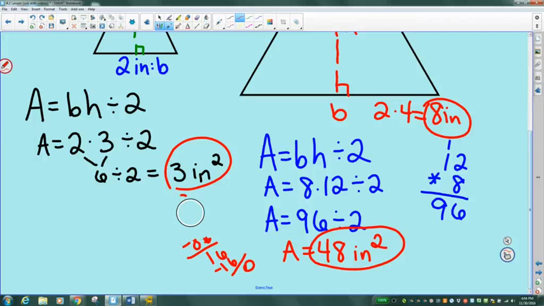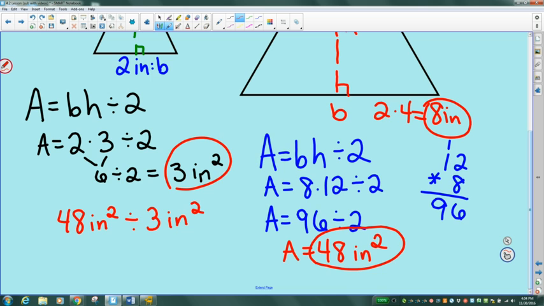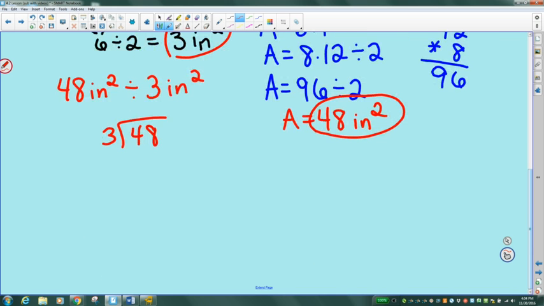So I'm going to go ahead and erase this work because I need some space. I'm going to take 48 inches squared and divide it by 3 inches squared to figure out how many times more. So 48 divided by 3. 3 goes into 4 once. 1 times 3 is 3. 4 minus 3 is 1. Bring down the 8. 3 goes into 18 6 times. 6 times 3 is 18 with a difference of 0.